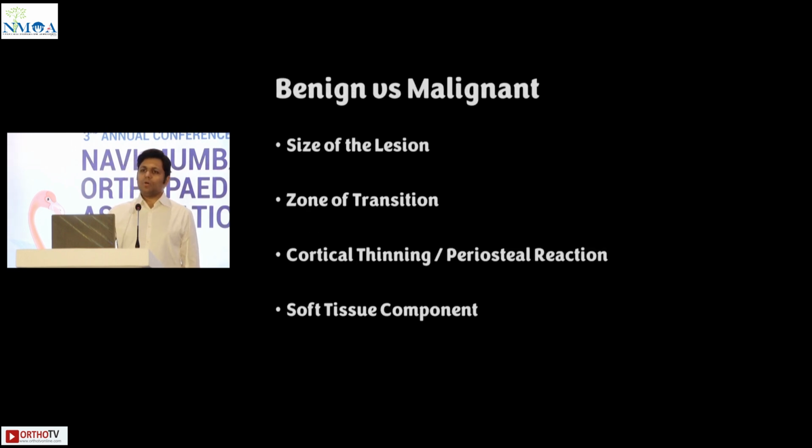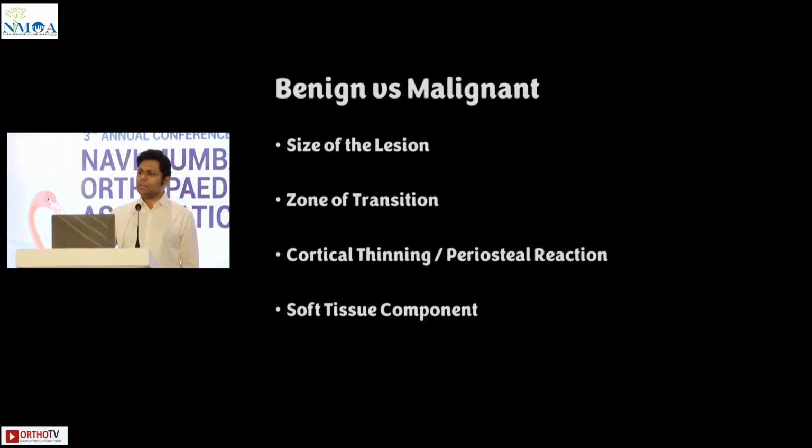Now, because we are talking about pathological fractures, let's go to tumors, and we need to know whether this is a benign or a malignant tumor that has caused the fracture. This is called the Mankin's criteria, where you know the size of the lesion, the zone of transition, the cortical thinning or the periosteal reaction, and the soft tissue component. The size of the lesion usually is big when you are looking at a malignancy, and the zone of transition is narrow when you're looking at a benign tumor.